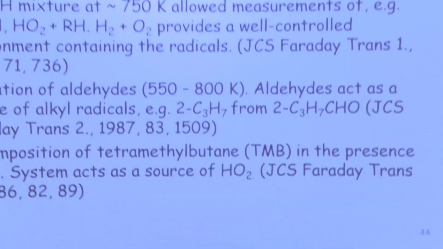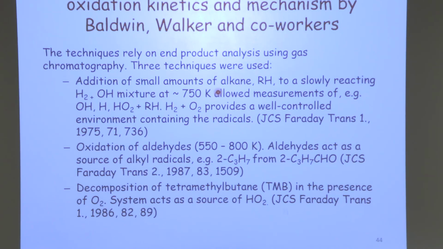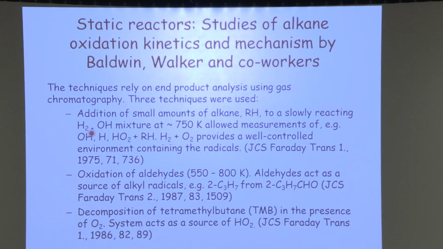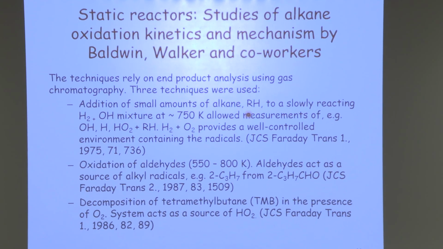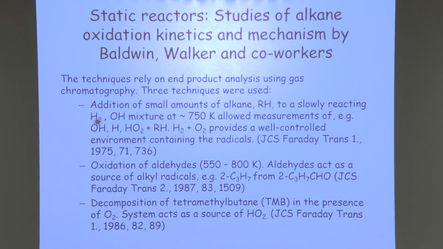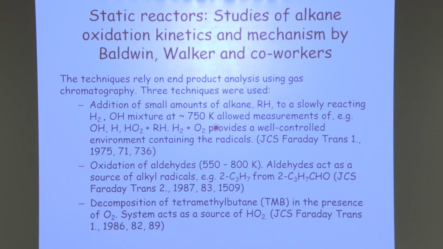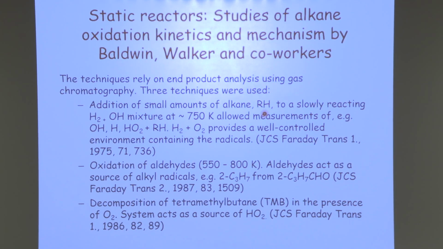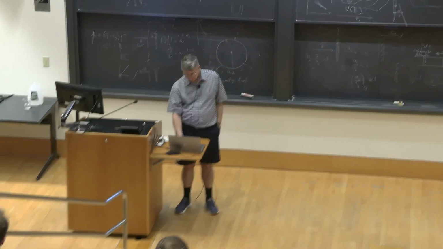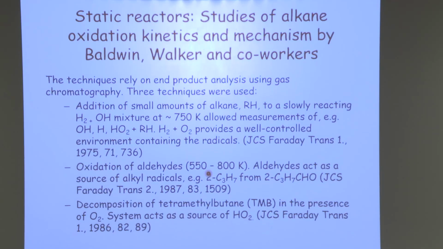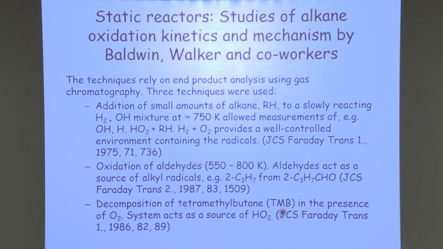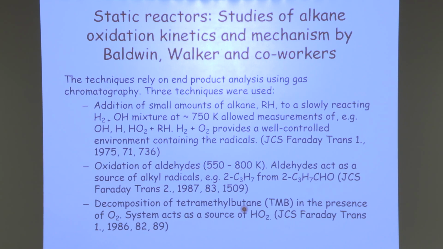A slightly fancier version of that was done by Baldwin and Walker, where they would have a mixture of hydrogen oxidizing a hydrogen, and they would add a little tiny bit of alkane, and the radicals from the hydrogen oxidation would attack the alkane, and then it would make different products as it attacked the alkane in different spots. And then if you did analytical chemistry afterwards, you could figure it out. They did the same thing with aldehydes, and they also did it for tetramethylbutane. It's like a branchy alkane.